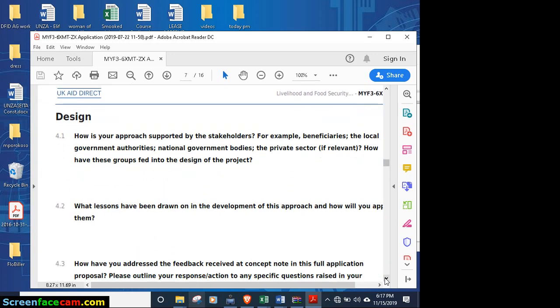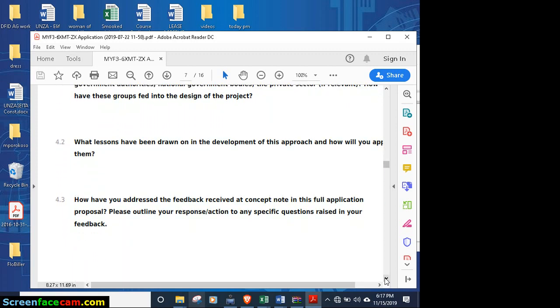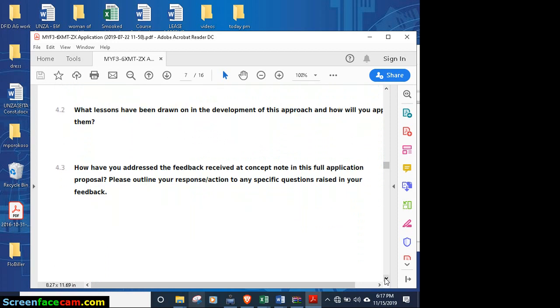Then they were asking us, design, how is your approach supported by the stakeholders? So remember, having stakeholder engagement in what you're going to do with the beneficiaries, like I said to you before, you need to make sure you have the buy-in of the beneficiaries from the onset of the project, otherwise it won't work. Okay? What lessons have been drawn on in the development of this approach, and how will you apply them? So one thing that monitoring and evaluation allows us to do is to learn.